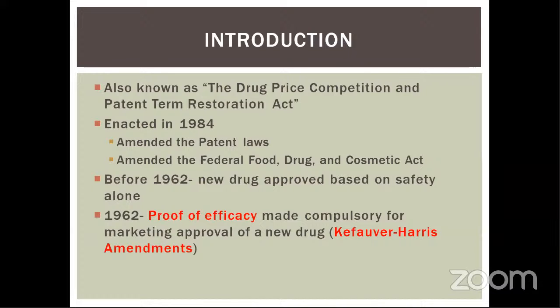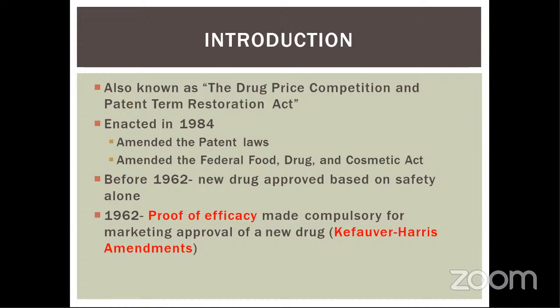Already I have given one example in the last 2-3 classes. Azithromycin, when it came into the market, initially the price was 99 rupees, and now if you see, the price is 57 or 58 rupees. So why? What is the reason behind this? Why after a few days has the price dropped? Because of this. The patent was completed, and after that the price dropped. So the Drug Price Competition and Patent Term Restoration Act.